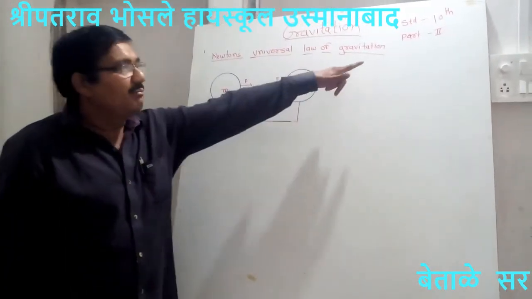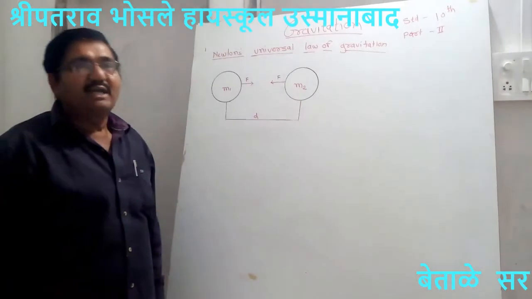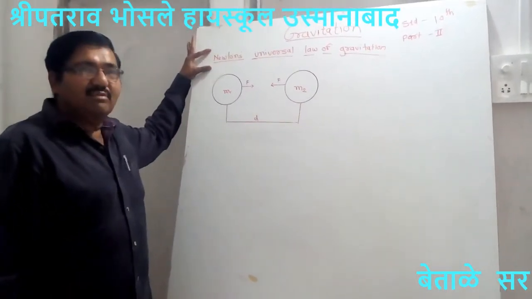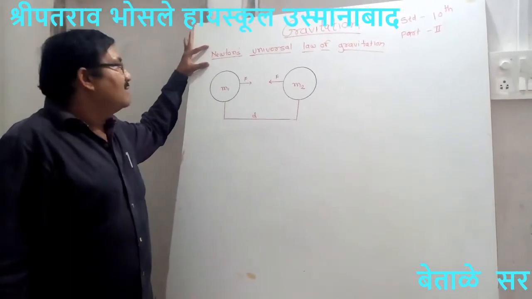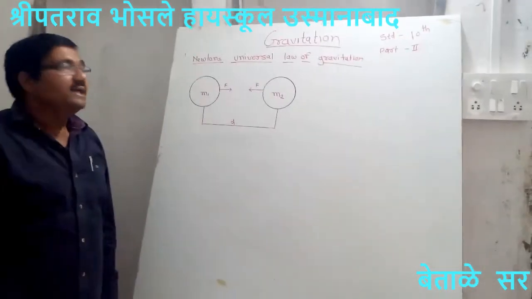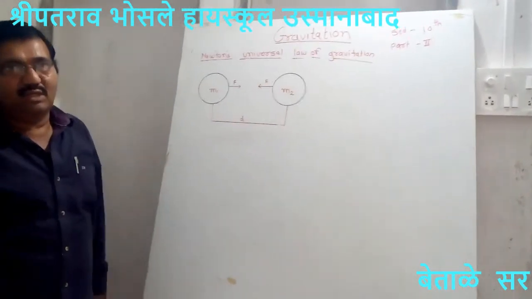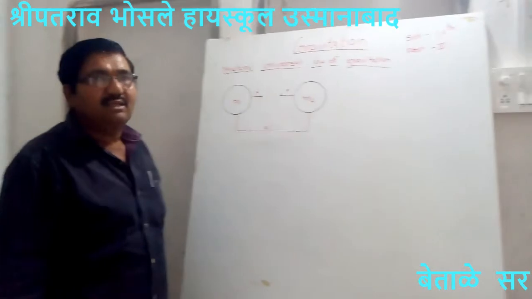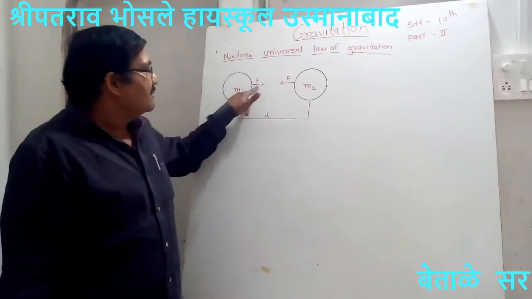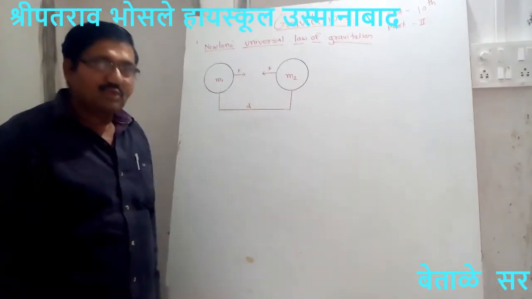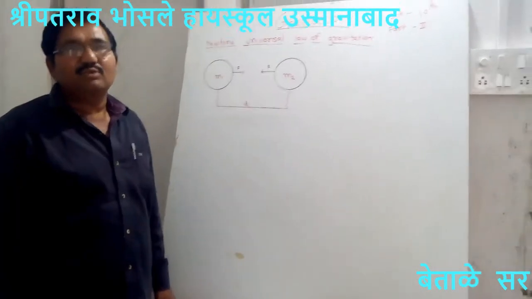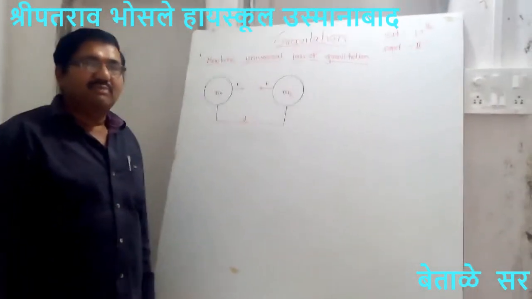त्यामध्ये आपण पार्ट सेकंड पाहणार आहोत आणि पार्ट सेकंड मध्ये न्यूटन्स युनिव्हर्सल लॉ ऑफ ग्रॅव्हिटेशन पाहणार आहोत. प्रथम आपण हा लॉ पाहणार आहोत: every two objects in the universe there is a force of attraction, and this force of attraction is directly proportional to the product of their masses and inversely proportional to the square of the distance between them.